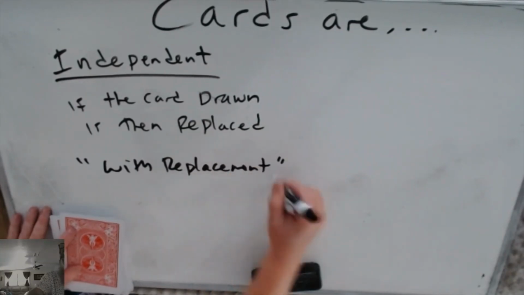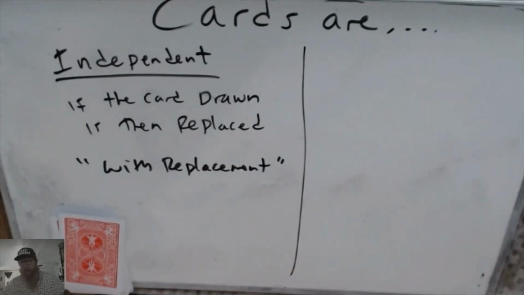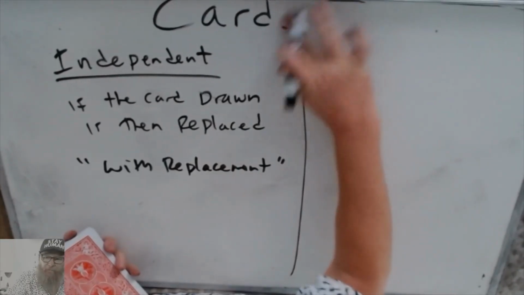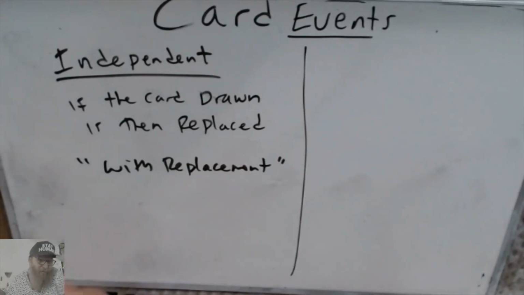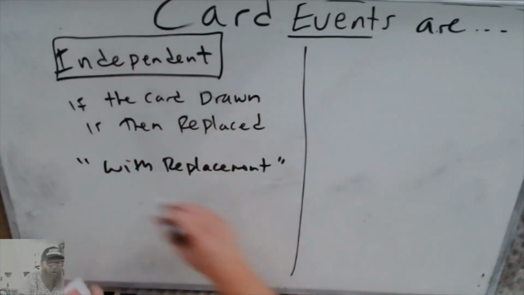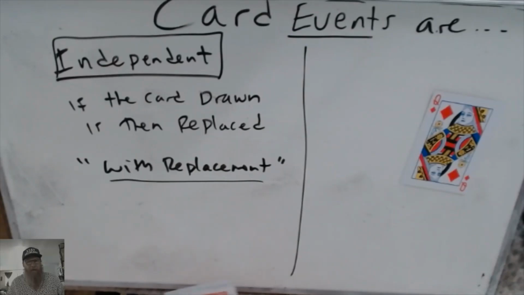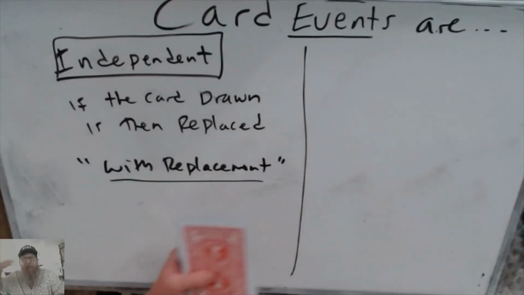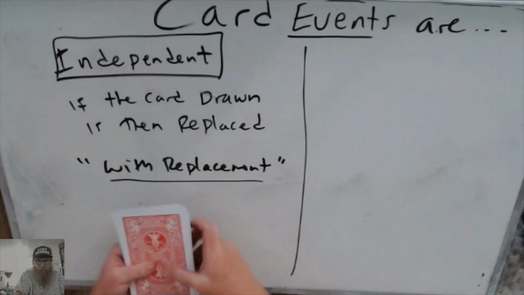That's the only way that a card game could be independent, or the events can be independent. I should call these events. The cards themselves are just cards, but card events are independent only with replacement. So if I say, okay, you drew a queen, and I put the card back in the deck and then I calculate the probability, well, it will be independent because I'm putting the card back every time.